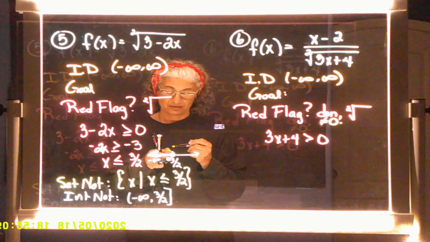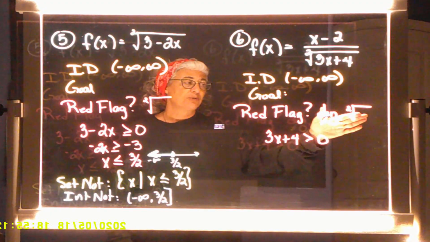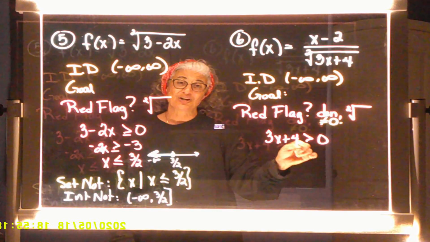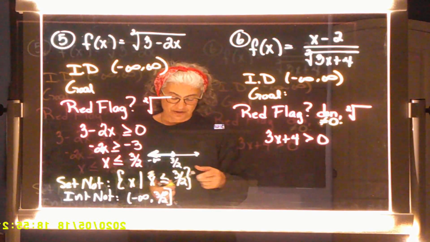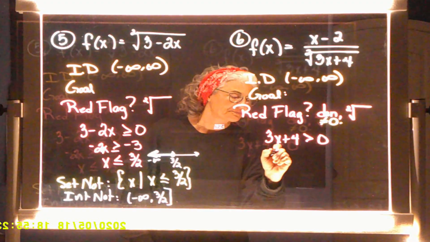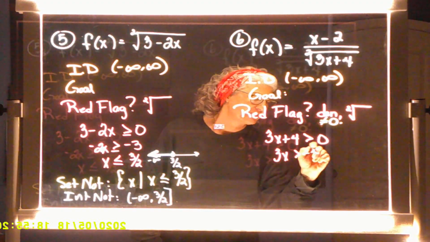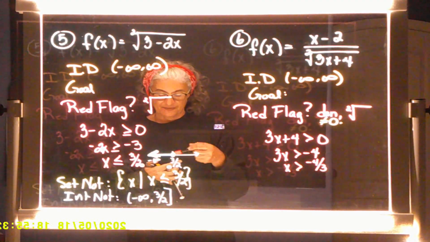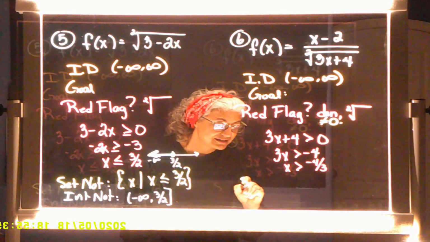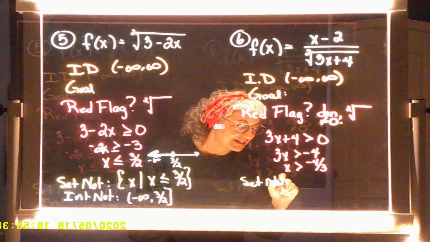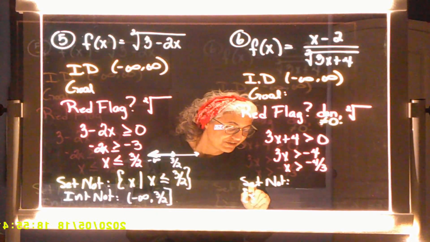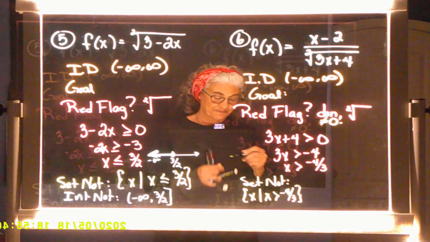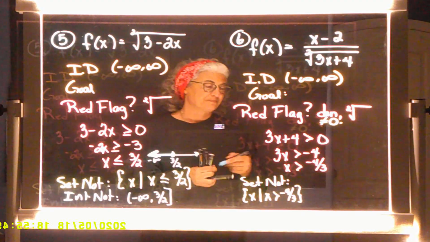Are you with me? Again, it can be greater than 0 because it has to stay positive for the square root, but it can't be equal to 0 because it was in the denominator. Yeah, got a twofer here. Okay, so let's go solving. So 3x is greater than negative 4, and x is greater than negative 4/3, right? Okay, set notation. Set notation is going to say the set of x such that x is greater than negative 4/3.